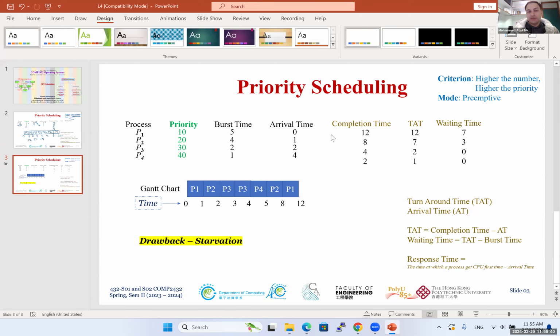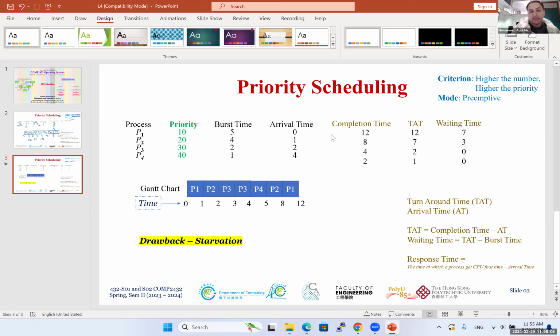Now, the problem with this priority scheduling algorithm is that it suffers from the drawback of starvation. What is starvation? It means that if you always have a higher priority process, then the lower priority process will not get executed. The lower priority processes have to wait for a longer duration for all the higher priority processes to get executed.